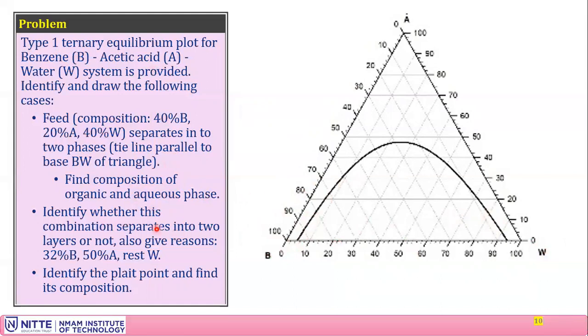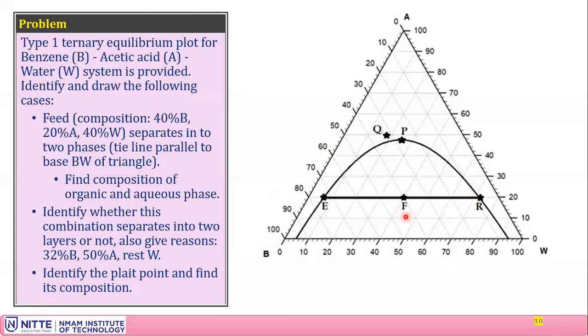Another question is to identify whether this combination separates into two phases. A combination is given, whether it is in a homogeneous region or heterogeneous region, you have to find out. And also you have to find out the plait point and its composition. Where exactly is the plait point for this curve and its composition, that you have to find out. Now translate this entire thing this way. So you have the feed and it separates into two layers, and for two layers you require a tie line. This is the tie line. The tie line is parallel to the base, right? And they have given Q and it falls somewhere here. This particular number, it falls somewhere here, and the plait point P.